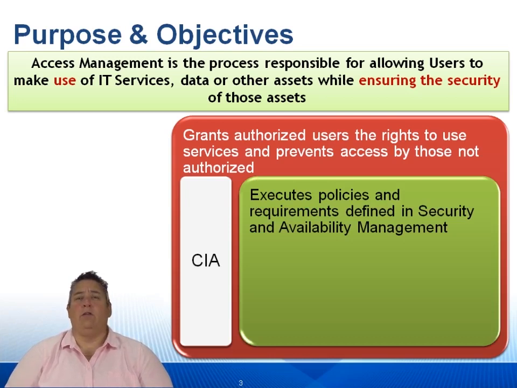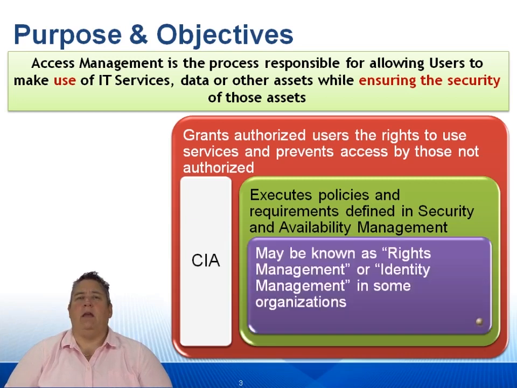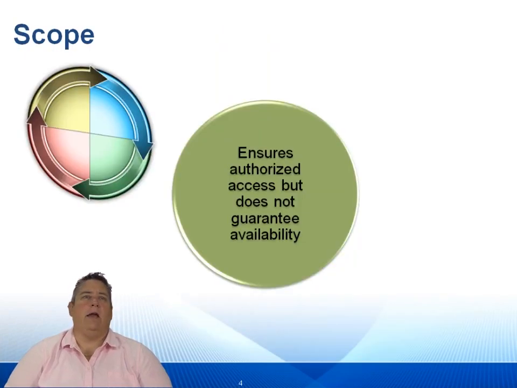So there's our answer on those interfacing or tightly related processes to access management. Remember, this is going to be the operational side of information security and availability management when you think about it, because we're actually going to be working within those policies and requirements. This process sometimes may be known as rights management or identity management. Either way, it is about allowing access to authorized users to services, data, or other assets.